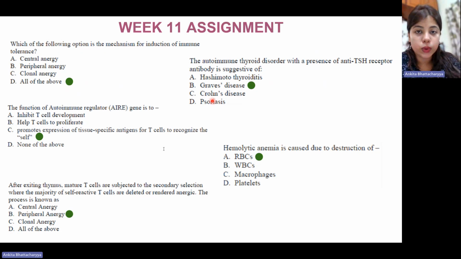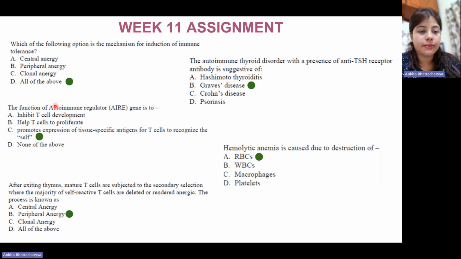Then coming to the next set of questions, which of the following options is the mechanism for induction of immune tolerance? Central anergy, peripheral anergy, clonal anergy, or all of the above? Of course, the correct answer in this case is also all of the above. For immune tolerance, you need anergy at all three levels, and therefore all of the above is the correct answer.